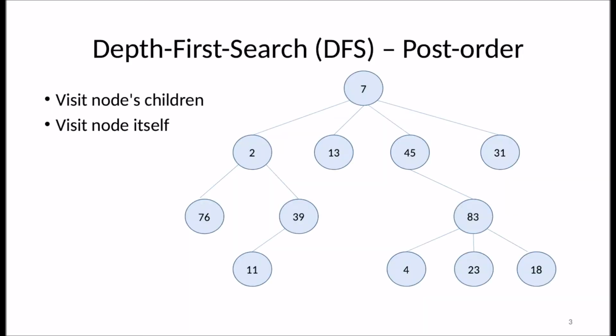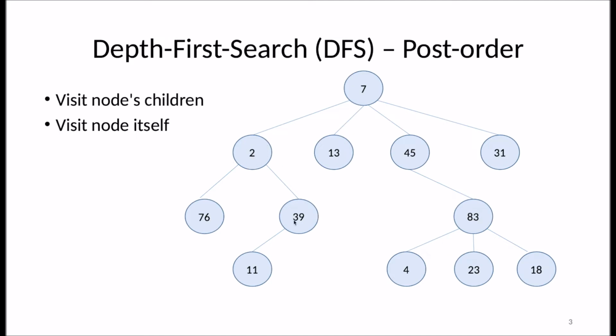For post-order depth-first search, let's take this tree as an example. Post-order means we visit a node's children before visiting the node itself. Starting at the root node, that means we go all the way down to the first leaf node, which is 76. We visit 76, then we back up to 2. We have not visited all the children yet, so we cannot visit 2 yet.